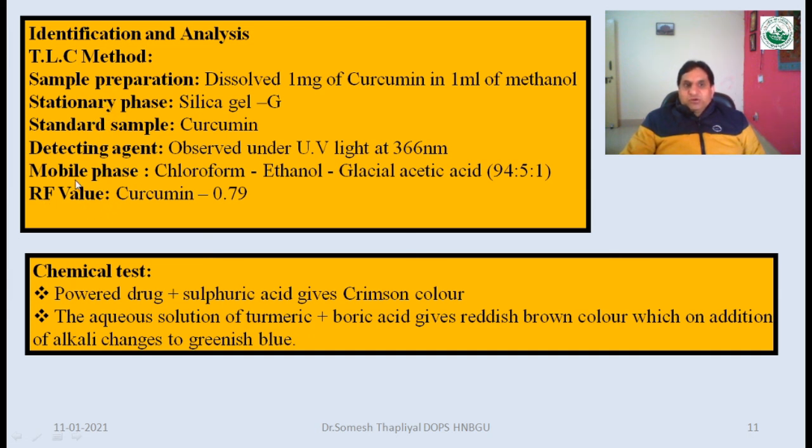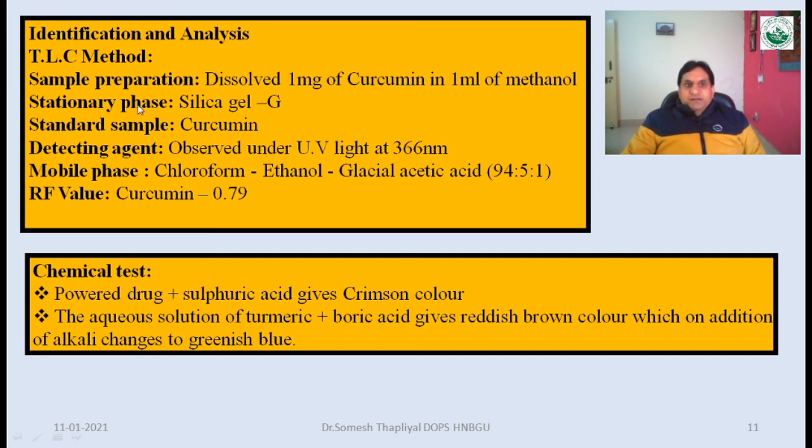The RF value of standard curcumin is 0.79. Okay, it is 0.79. So by comparing with this RF value we can identify the isolated curcumin, and the mobile phase used should be chloroform, ethanol and glacial acetic acid, and the ratio should be 94:5:1. And as detecting agent, we can observe the spot under UV light at 366 nanometers.